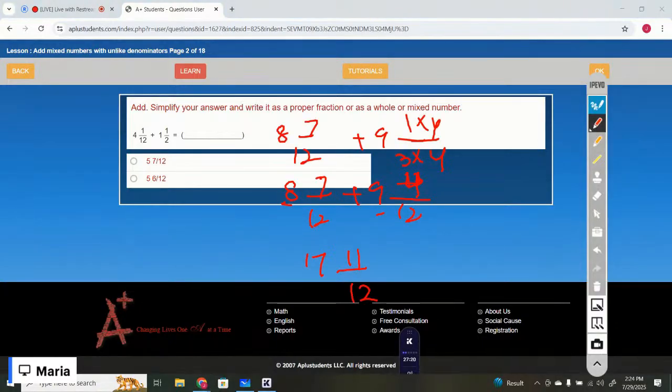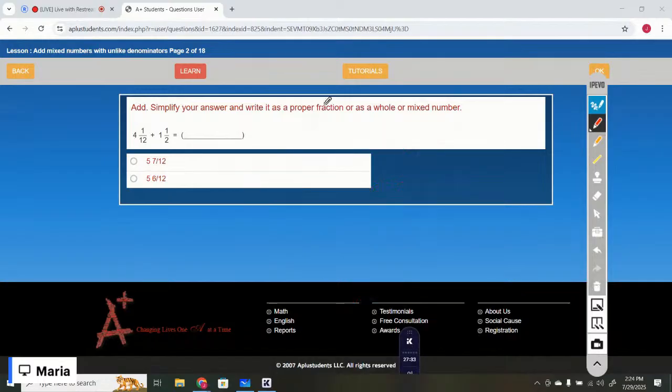Four whole 11 over 12 plus 1 whole 1 over 2. That is 4 whole 11 over 12 plus 1 whole 1 over 6 divided by 2 times 6, which is 1 whole 6 over 12. 4 plus 1 is 5. 5 whole 7 over 12.